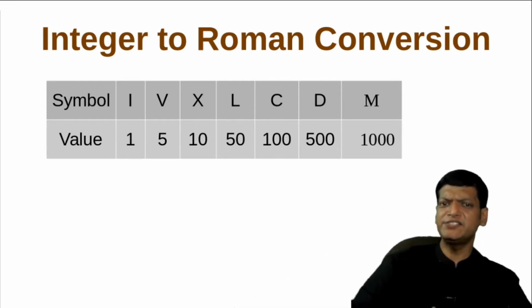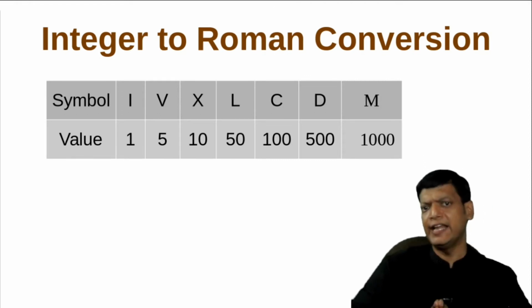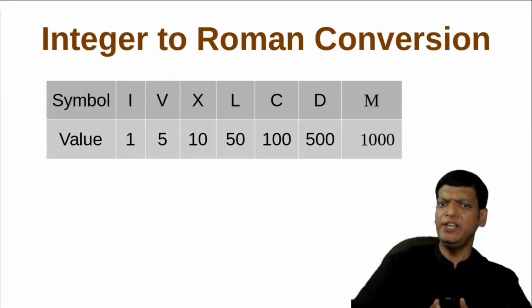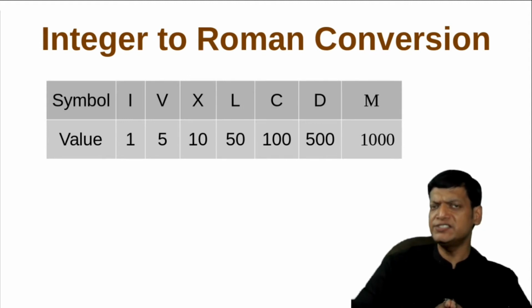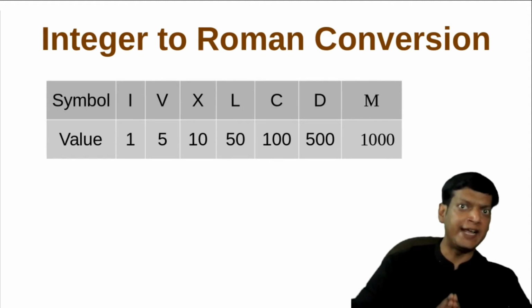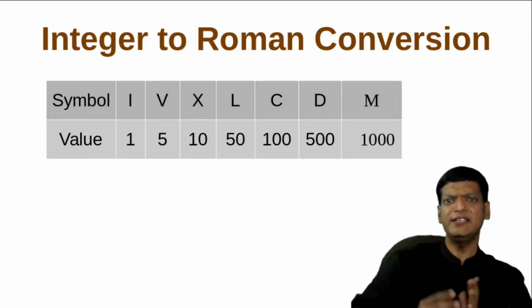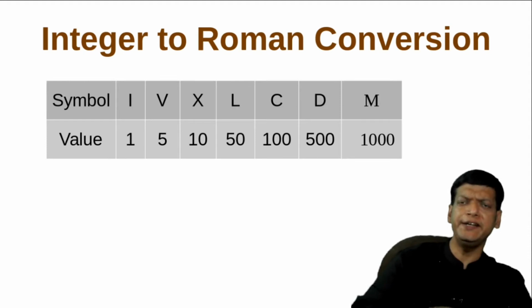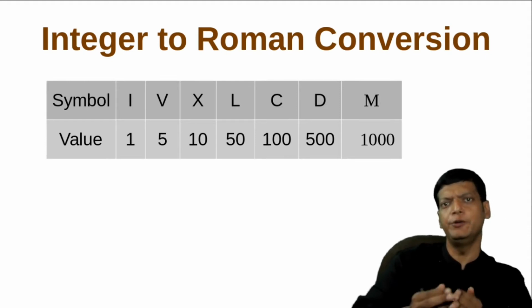These 7 letters are I, V, X, L, C, D and M, and the values are: I is 1, V is 5, X is 10, L is 50, C is 100, D is 500 and M is 1000. Let us understand this with the help of an example. Let's say I want to convert the current year, that is 2021, into a Roman number.